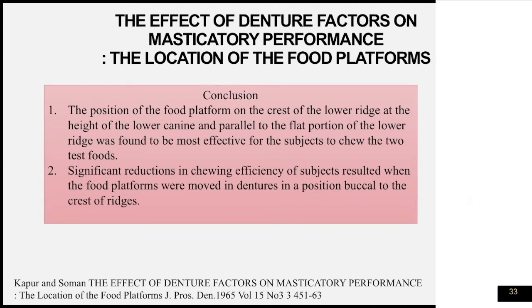Prior to a study on the effect of denture factors on masticatory performance, the location of the food platforms was determined. It concluded that the position of the food platform on the crest of the lower ridge, at the height of the lower canine and parallel to the flat portion of the lower ridge, was most effective for the subjects to chew the two test foods. A significant reduction in chewing efficiency resulted when the food platform was moved in the denture to a position buccal to the crest of the ridge.